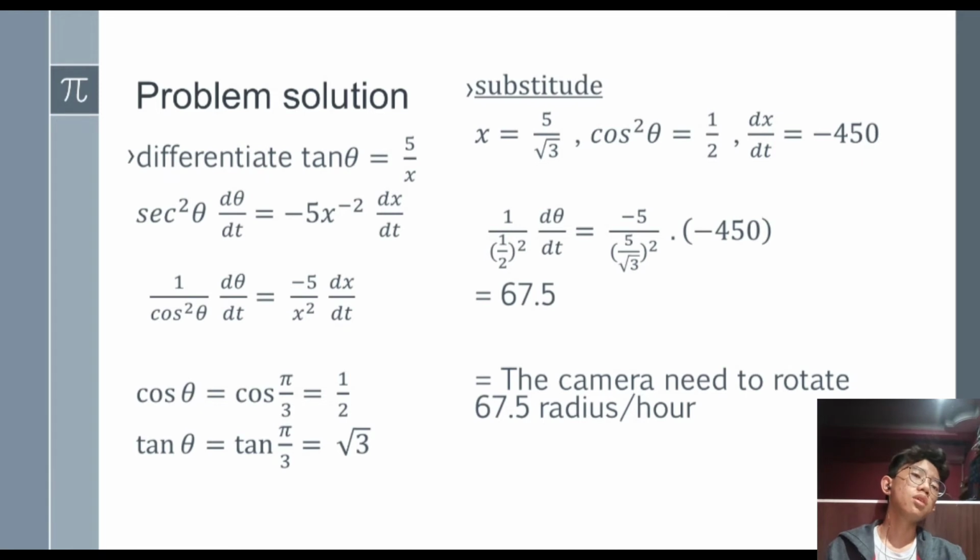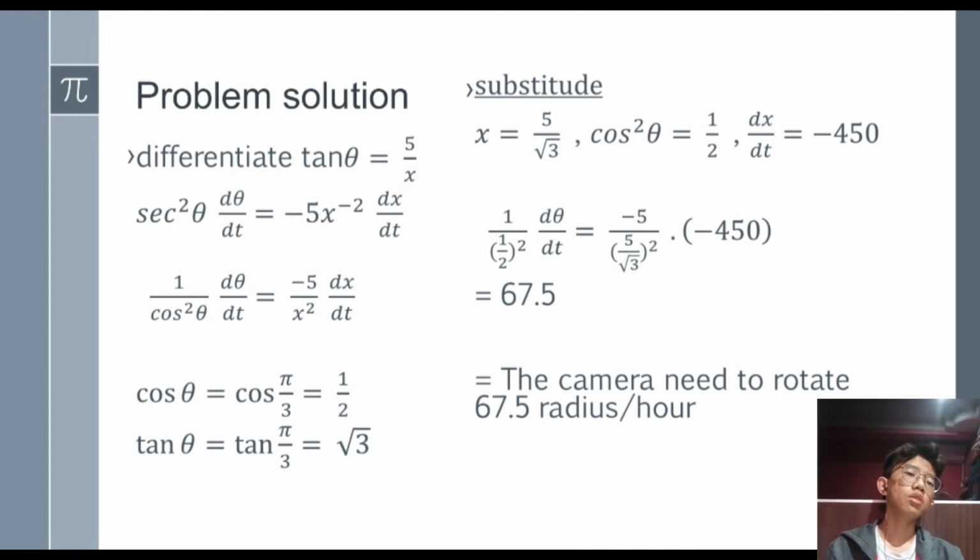First, we differentiate tan theta equals 5 over x. The derivative of tan theta gives sec squared theta d theta over dt equals negative 5 x to the power of negative 2 dx over dt. So sec squared theta can be changed into 1 over cos squared theta, d theta over dt equals negative 5 over x squared dx over dt.